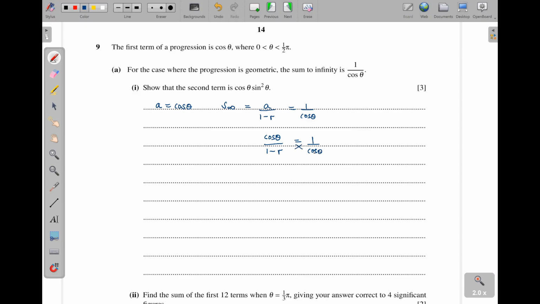So I'll cross multiply, and then we get cos squared theta, which is equal to 1 minus R. So when I bring this one this side, I want to get R. So R will be equivalent to 1 minus cos squared theta. And this is the same as sine squared theta. Now the second term of a GP is A R. So our A is the cosine of theta, and R we have gotten as sine squared theta. So we shall just put this one here, as simple as that.